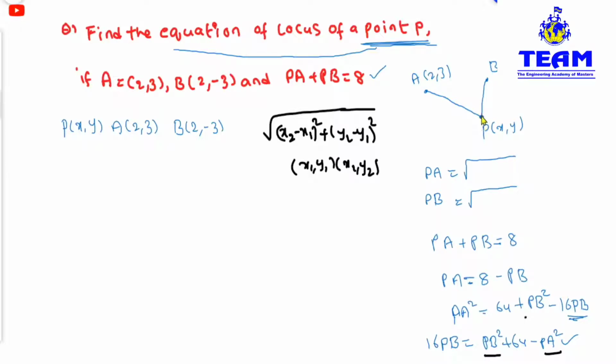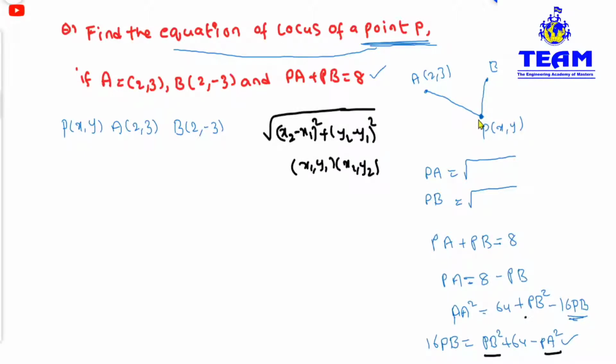Here, the point P is not given. Let us consider P to be any point in the xy plane, A is the point (2, 3), and B is another point (2, -3). We take the line segments PA and PB. Now, friends, what is meant by locus? The equation of the locus of this point is what we require.